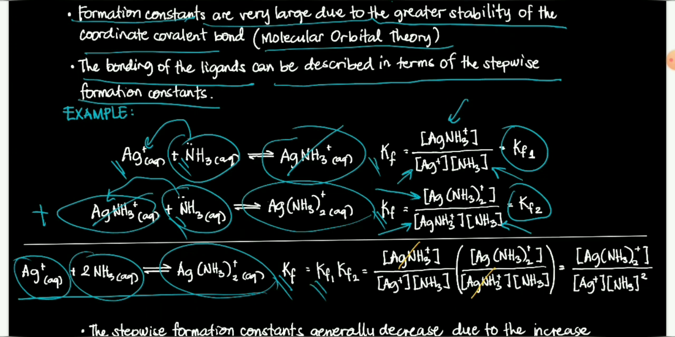So KF1 times KF2 siya. So kapag in-express natin yung product, we will multiply the expressions. Okay? So makaka-cancel dyan yung monoamine silver. Tapos ang matitira dyan ay yung the rest ng ating species. So as a product, okay, that's the concentration of the diamine silver cation over the concentration of the silver cation times the square of the concentration of your ammonia in the system.